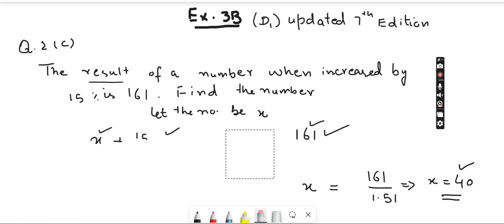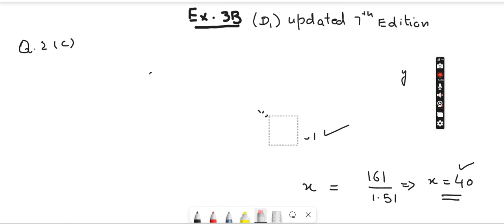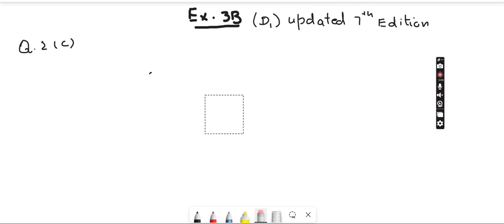then you will be talking about its increase or decrease in the number. What the next part says, the D part says, this is the last part of the question. What D part says, the result of the number, this is D part of the question number 2, exercise 3B.